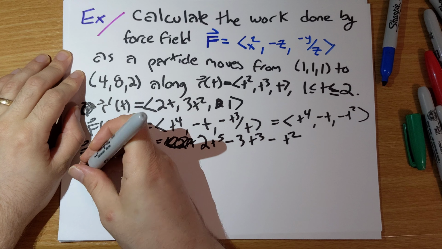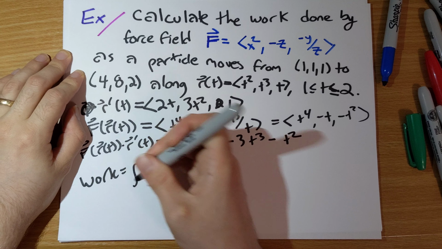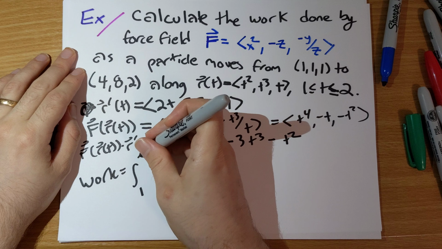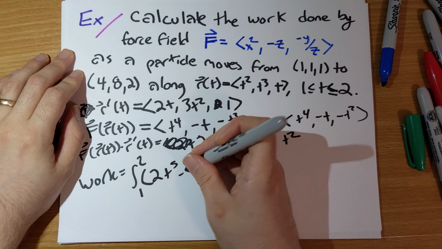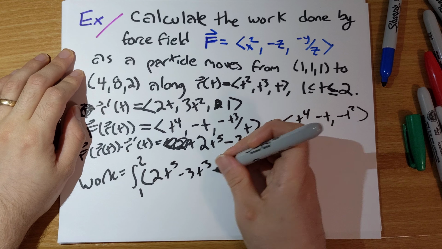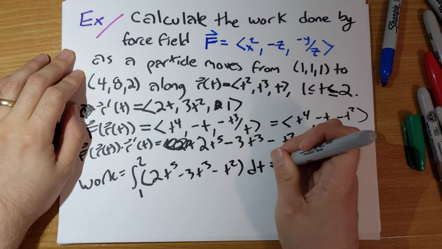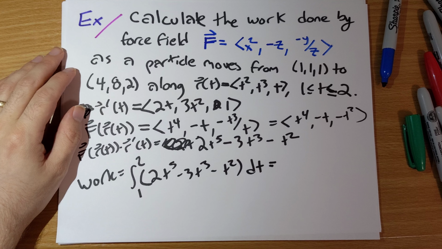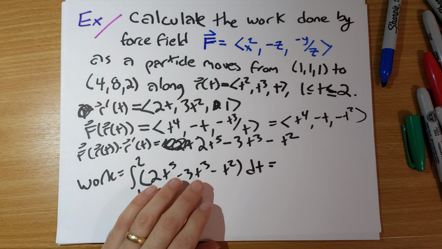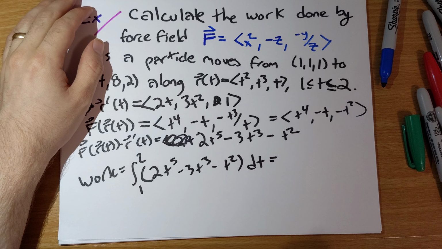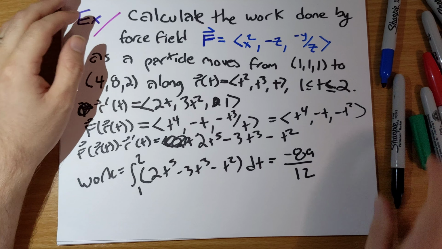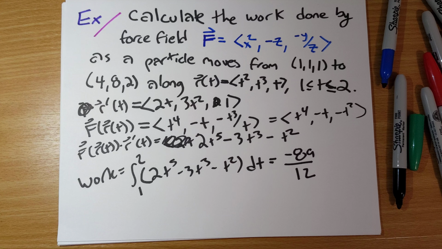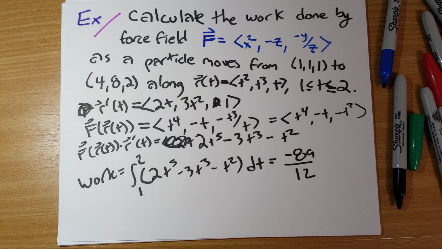And so the work is the integral from 1 to 2 of this expression right here, 2t to the 5th minus 3t cubed minus t squared dt, and you end up obtaining here as your answer negative 89 over 12. So this is actually moving kind of against the force field. So the work done here is negative.